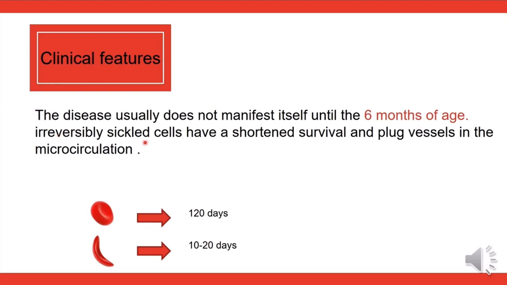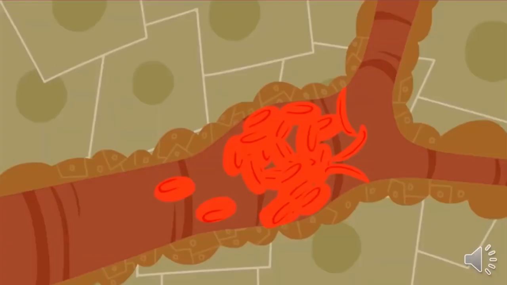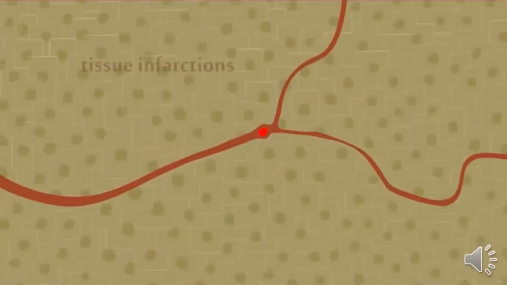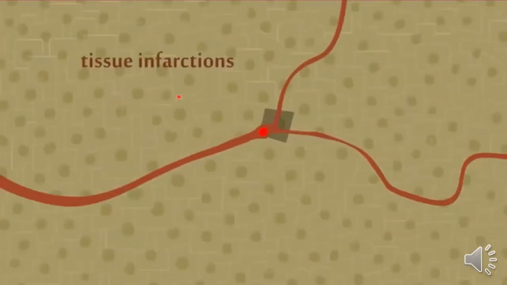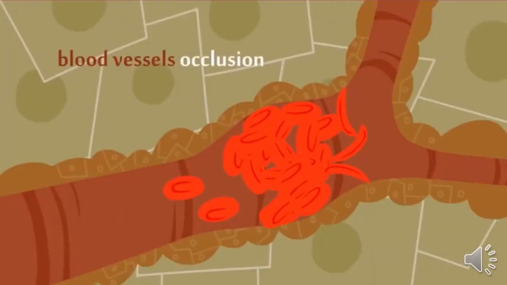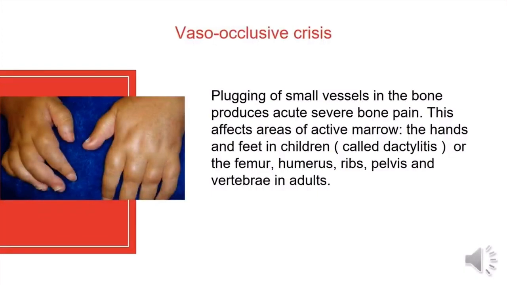Irreversibly sickled cells have a shortened survival. Normal RBCs have a lifespan of 120 days, while sickled RBCs will have a lifespan of just 10 to 20 days. So these cells have very short survival, and the sickled cells will block vessels in the microcirculation. These cells will form clumps and block the blood vessels, leading to tissue infarction and causing vaso-occlusive crisis.